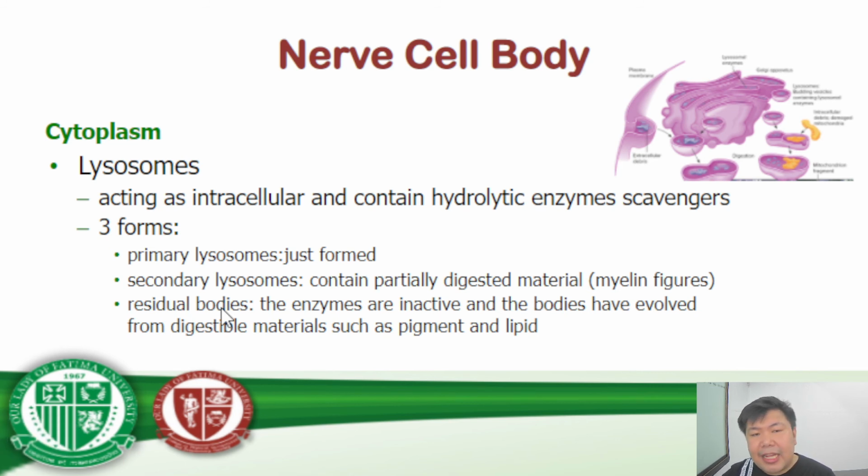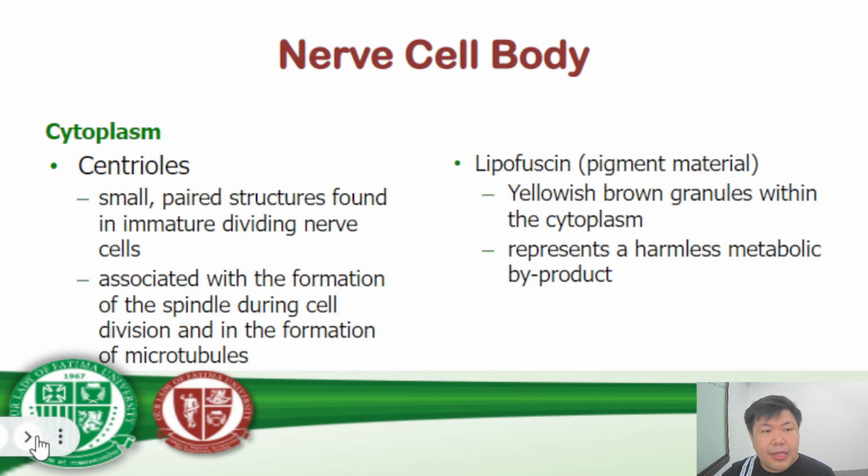And after nilang kainin yung mga waste products, it will leave two products, pigment and lipid. Okay? So in fact, yung pigment and lipid, may pangalan din sila. It's called lipofuscin. So these are the yellowish brown granules found in the cytoplasm. Galing yan sa digestion ng ating lysosomes, and they are harmless metabolic byproducts.